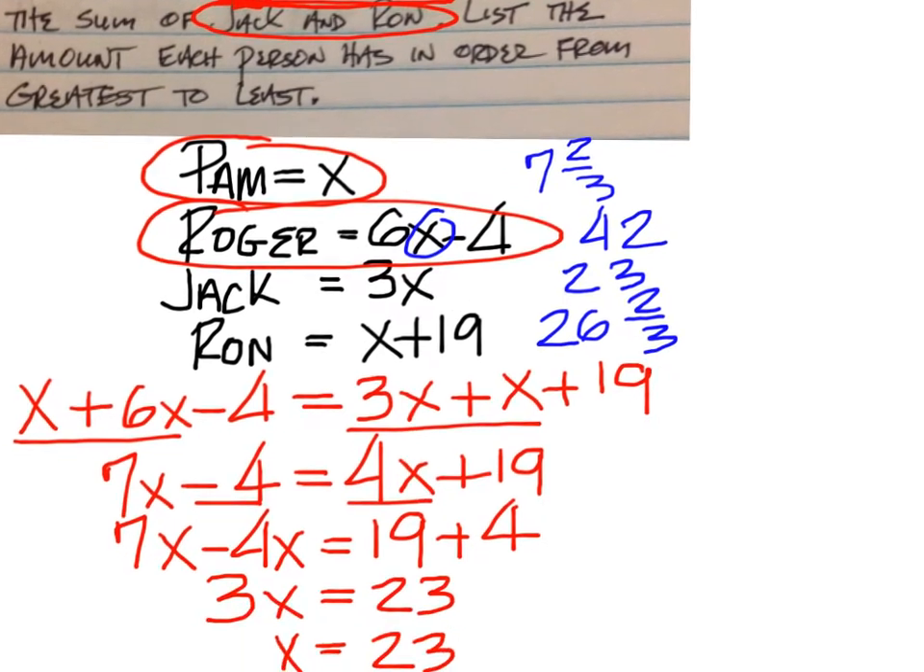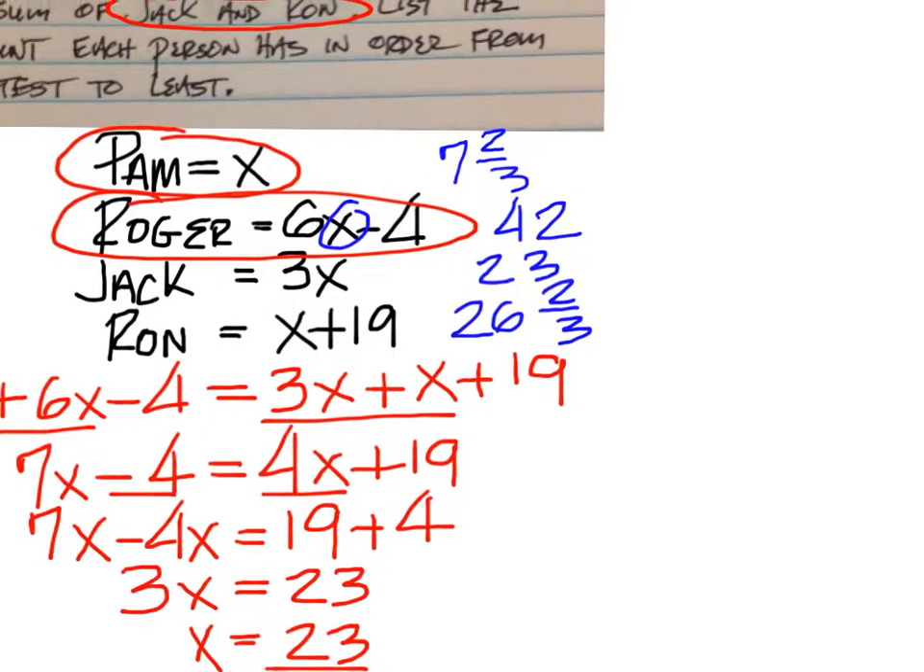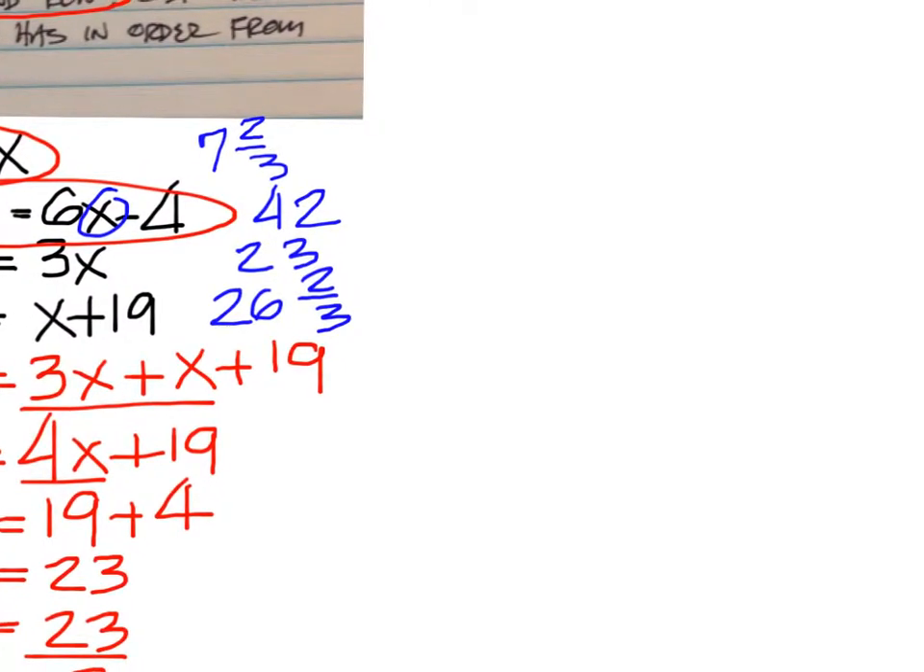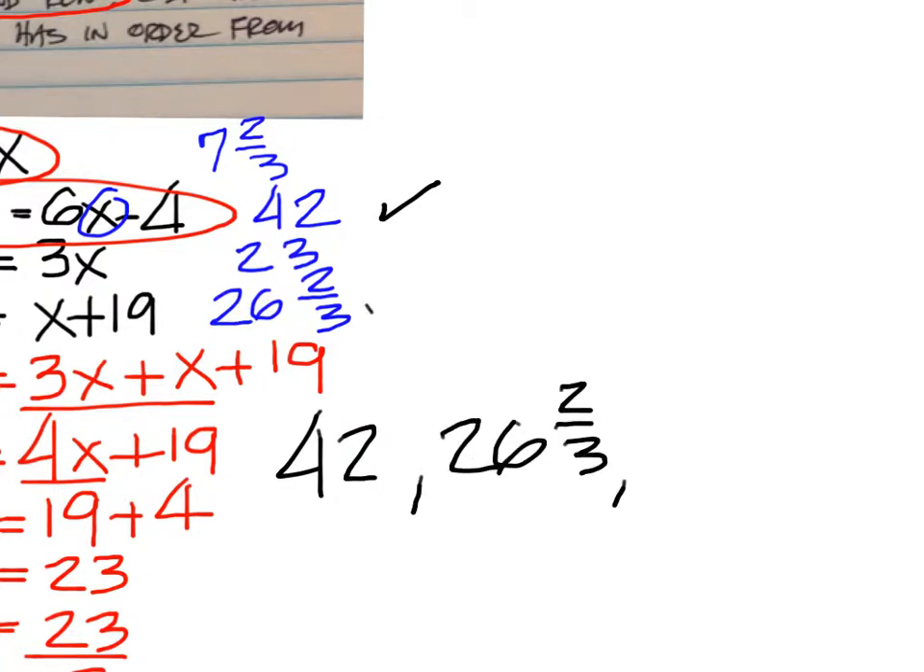The problem says to order these from greatest to least. So the greatest in here is which one? 42. What's the next one? 26 2/3. What's the next one? 23, and the last one is 7 2/3.